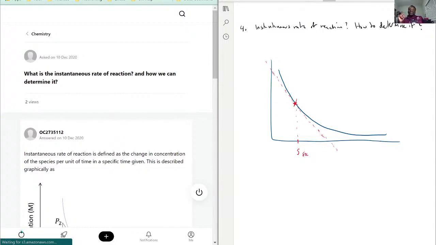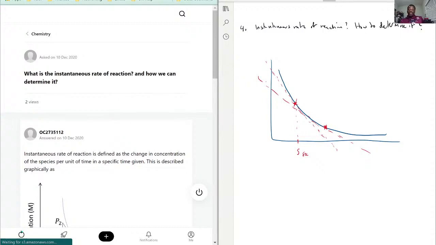You couldn't say that was just going to be the same instantaneous rate if it was 10 seconds, which is down here. This would have a different instantaneous rate because it will have a different tangent line. So something like goes like this. A different tangent line, which is why it would have a different rate. Okay?